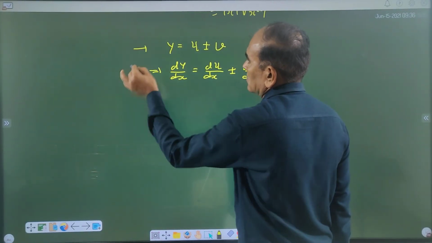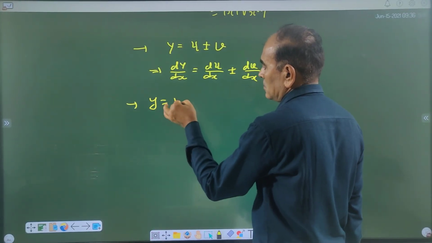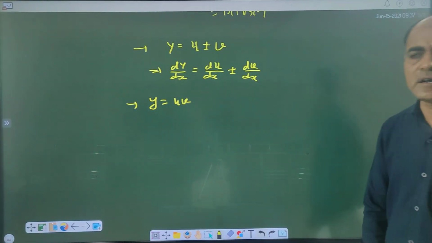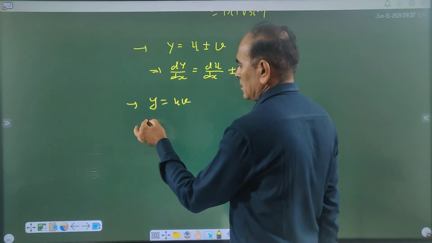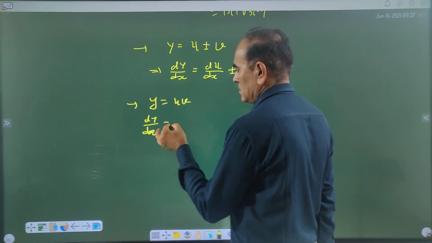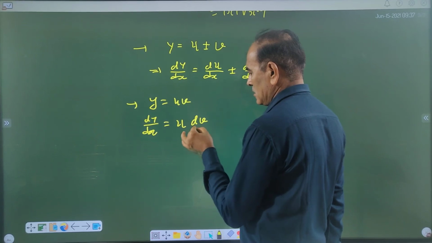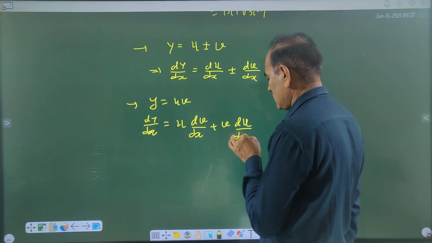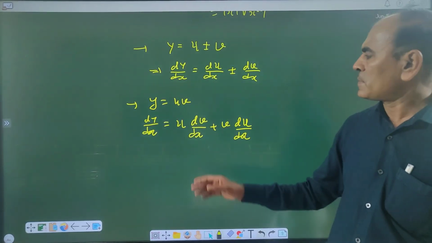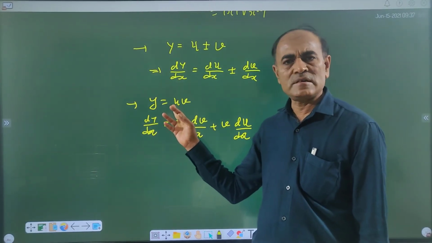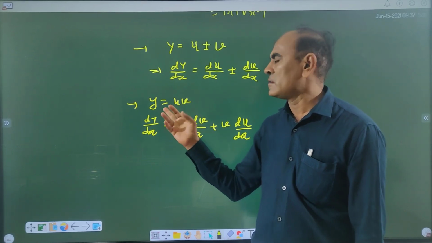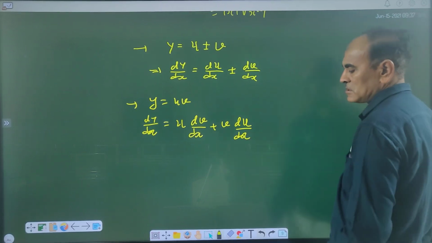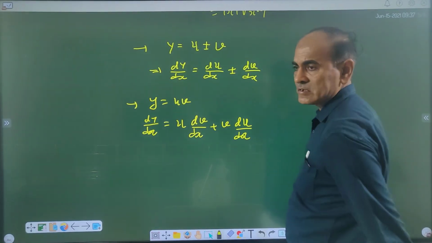Next, y is equal to u into v. We know it, but even though, I would like to recall it to refresh the standard forms. So what is dy by dx? First function as it is, derivative of the second one, plus second one as it is, derivative of the first one. Order is not compulsory. You can first differentiate the second function, then second as it is, derivative of the first one. Okay. So this one is the product of two functions. Same way, the product of three functions we can also solve.